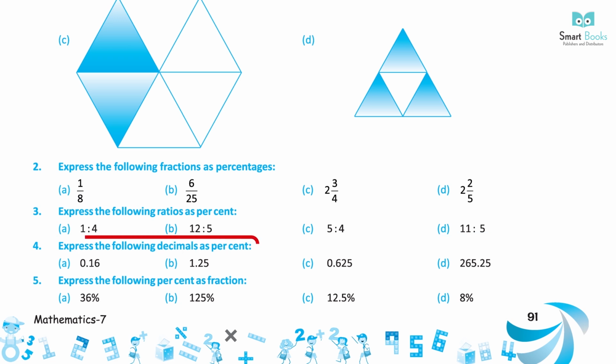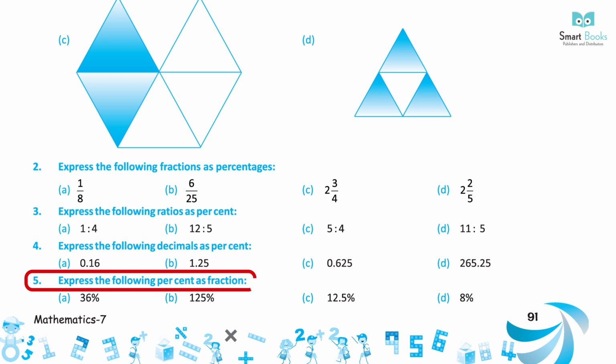220%. Question 4. Express the following decimals as percent. A. 0.16. Solution. 16%. B. 1.25. Solution. 125%. C. 0.625. Solution. 62.5%. D. 265.25. Solution. 26,525%.